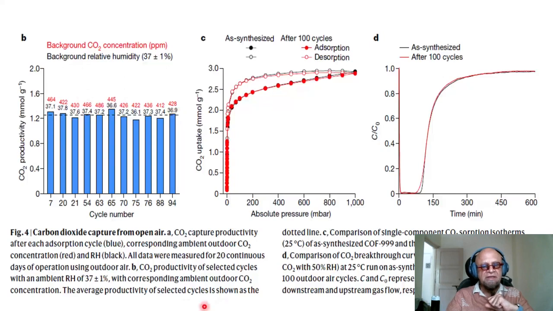So these are probably lab experiments, or let's see, with corresponding ambient outdoor CO2 concentration. Obviously that means they are not doing it outdoors. Average productivity of selected cycles is shown as the dotted line. So that's here at 1.2 something millimole per gram per cycle.